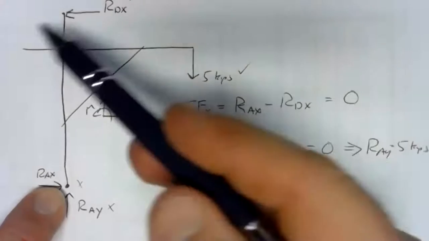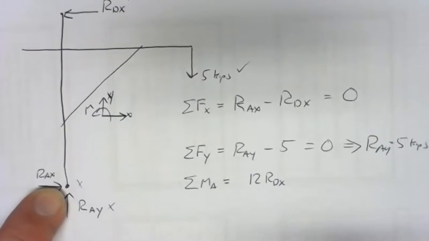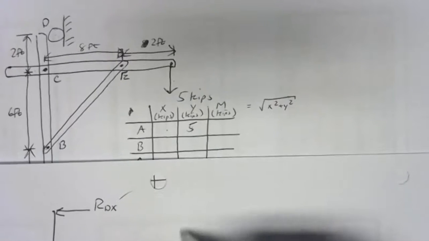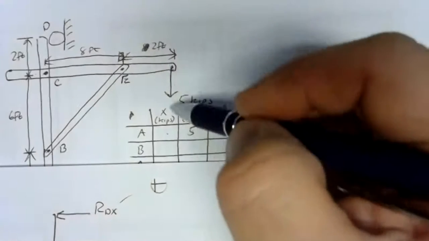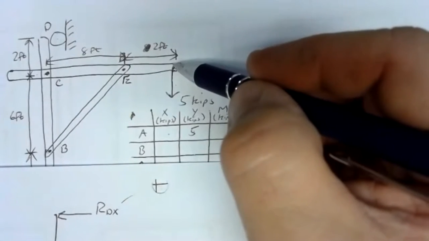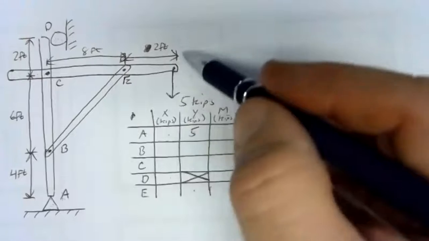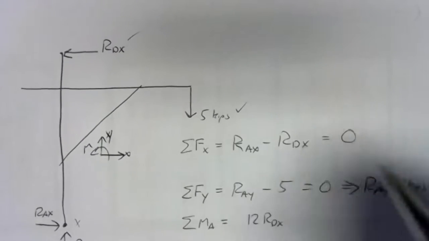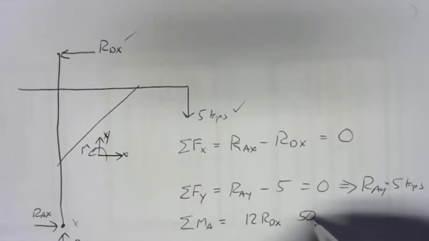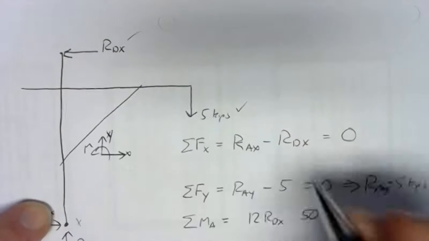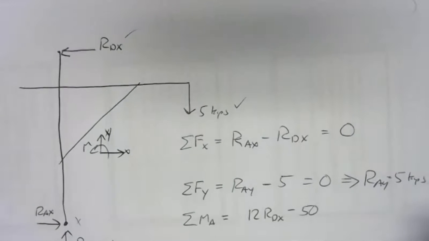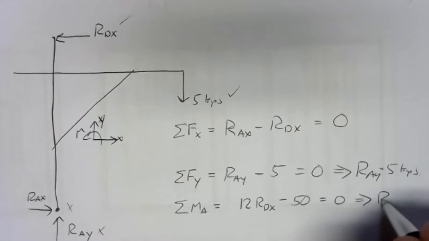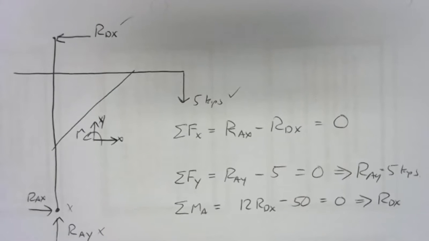Pinned at A, pushing to the left, going to be a counterclockwise moment. So it's positive 12 RDX. And then the 5 kip force, its line of action here is 10 feet away from A. So this line of action is 10 feet away from A. So our arm is 10 feet, force is 5, so we have 50. Pinned at A, pulling down, that's clockwise, so negative. So 12 RDX minus 50 equals 0. That's going to let us solve for RDX.